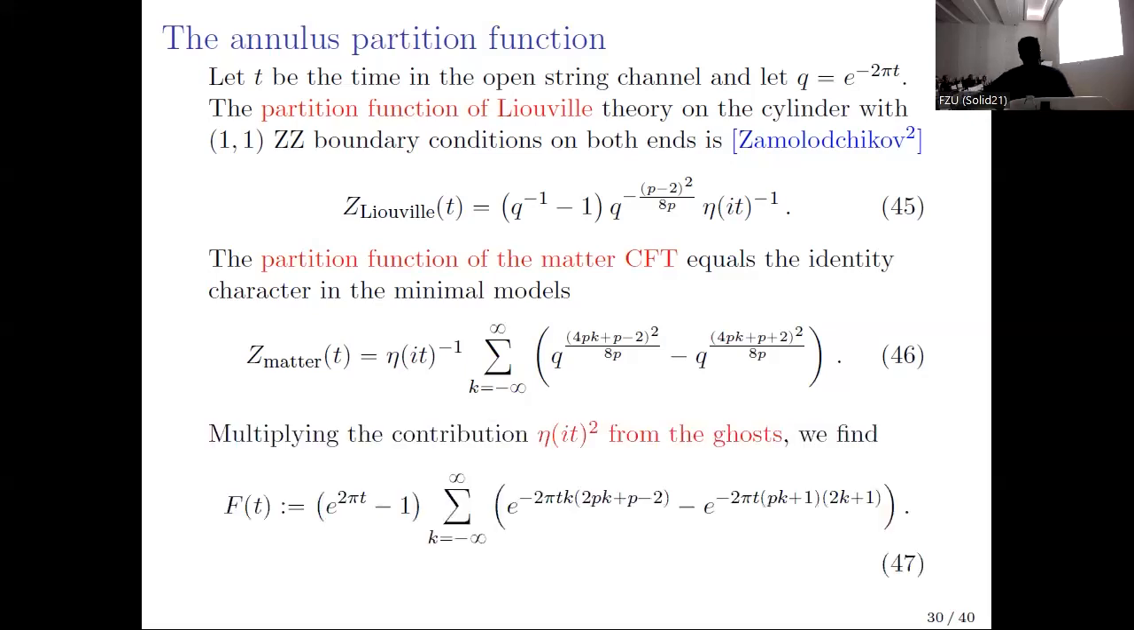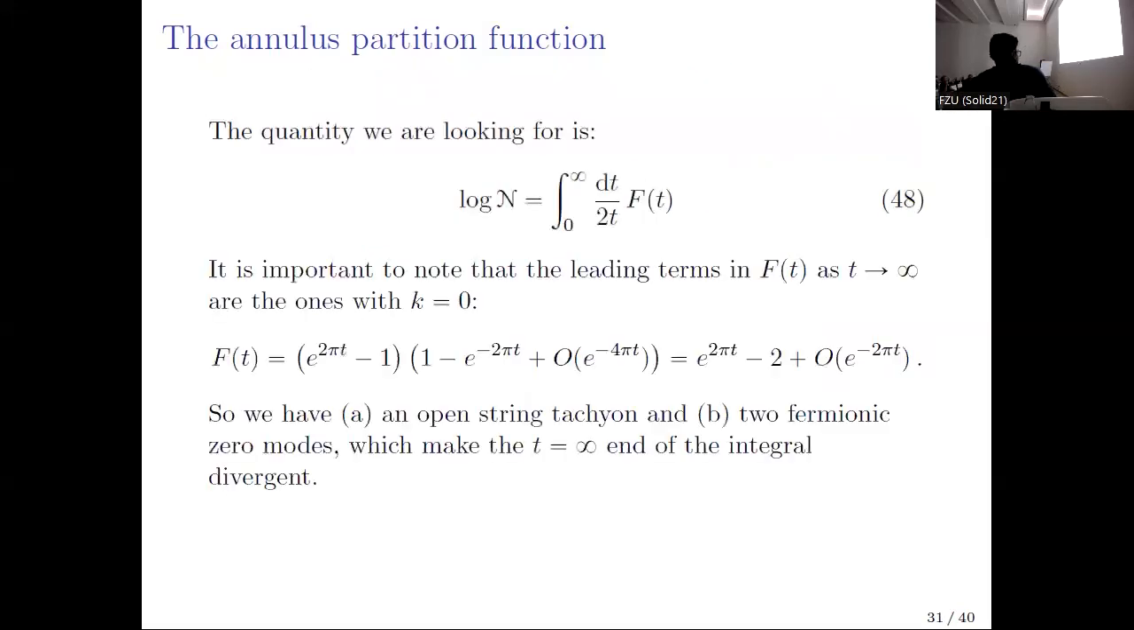And there's a contribution from the ghosts, eta squared. You put it together. q is e to the -2 pi t, where t was the time in the open string channel. You find e to the 2 pi t, minus 1, times this infinite sum. The infinite sum is not very illuminating if you stare at it, but it has this leading behavior as t goes to infinity. There are two terms that are important: a +1 coefficient e to the 2 pi t, and -2. Everything else is exponentially suppressed. And that's a problem because we have to integrate this f of t from 0 to infinity over the modulus of the cylinder. So there's an infinity coming from this upper limit.